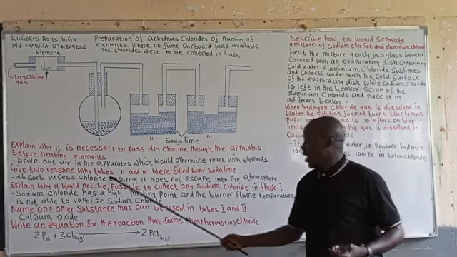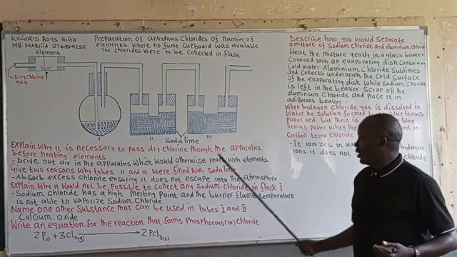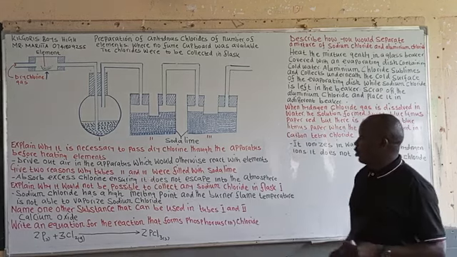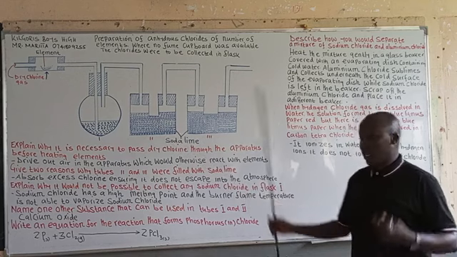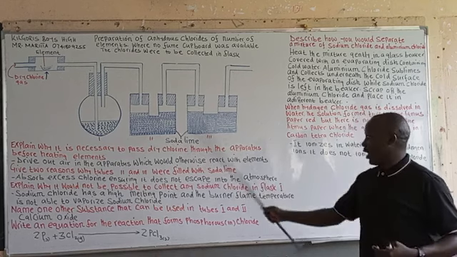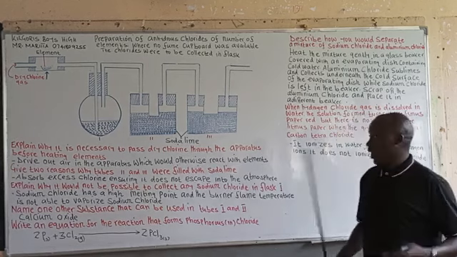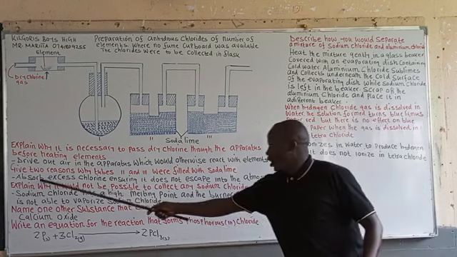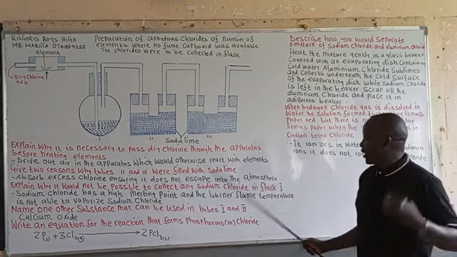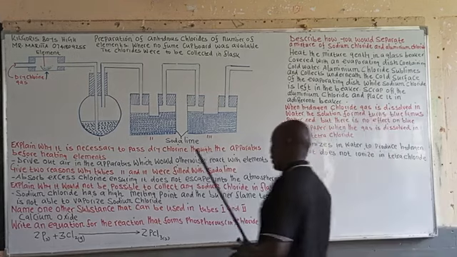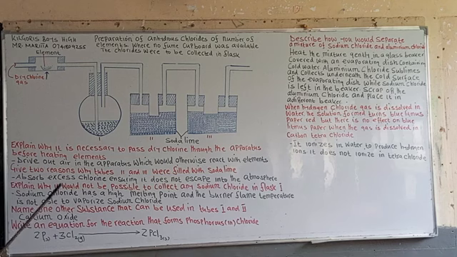Give two reasons why tubes 2 and 3 were filled with soda lime. So this is tube 2, and this one we have soda lime, and this one we have soda lime. The reason why the tubes are filled with soda lime is that it will absorb excess chlorine, ensuring that it does not escape into the atmosphere. And that's why the two tubes are filled with the soda lime.